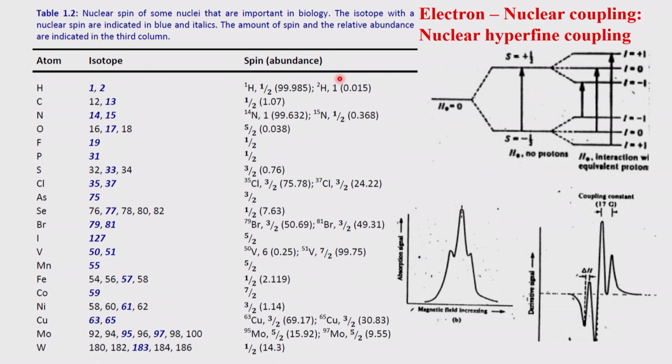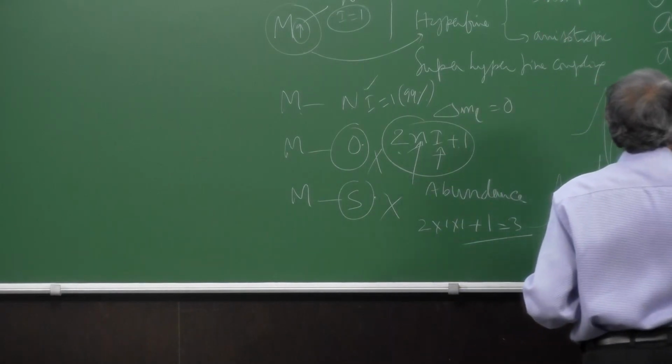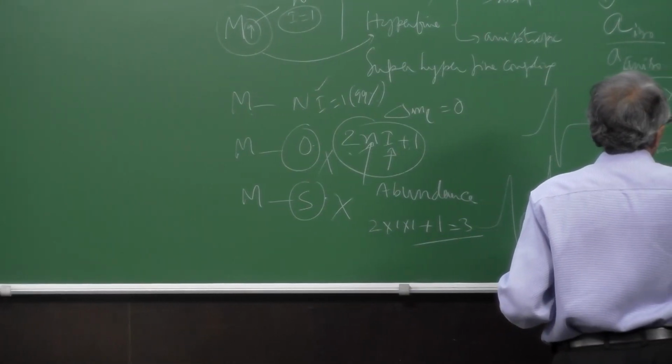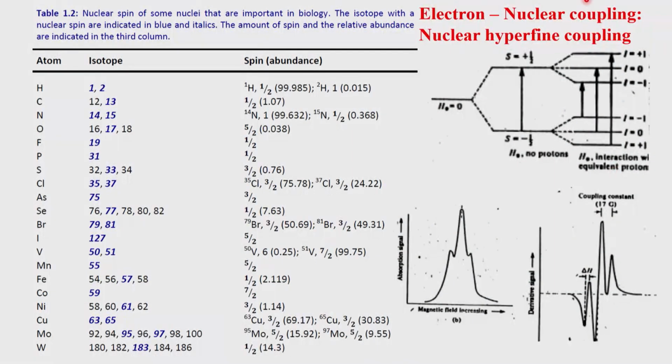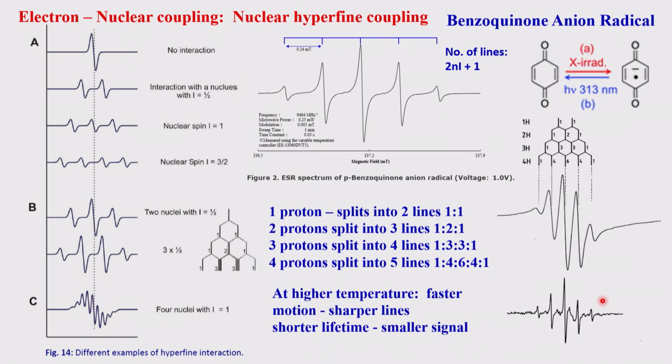Now, whatever I mentioned, let us look at it. Let's take a case with the values of L +1, 0, -1, 3 of them. If you put 2 N i, so 2 into 1 into 1 plus 1, that is 3, and that's what you find here. The 3 lines are shown here. If you look at the absorption type of signal, you will get the 3, and if you look at the derivative signal, this is what you get in the spectra nowadays.